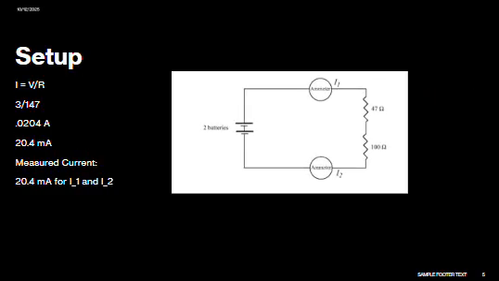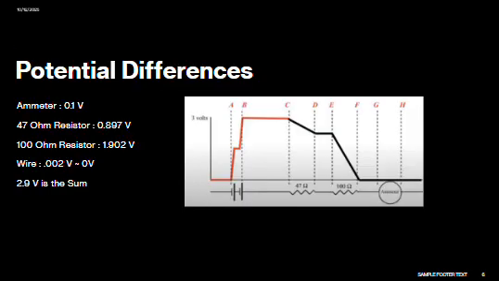And using Ohm's law, we calculate the current. This is a setup, and this was also the setup of our experiment. And this is my model for the potential differences. For the ammeter it is 0.1 volt, the 47 ohm resistor was 0.897 volts, and the 100 ohm resistor was 1.902 volts. And the wire was 0.002 volts, which really is just 0 volts, and 2.9 volts is the sum.